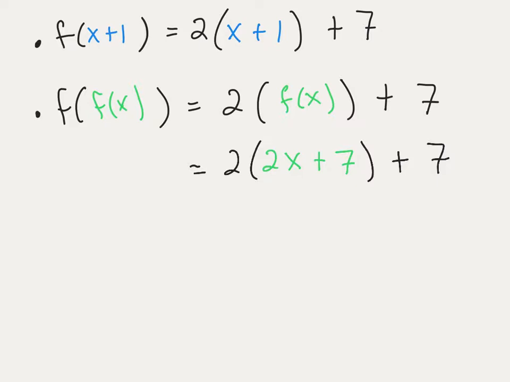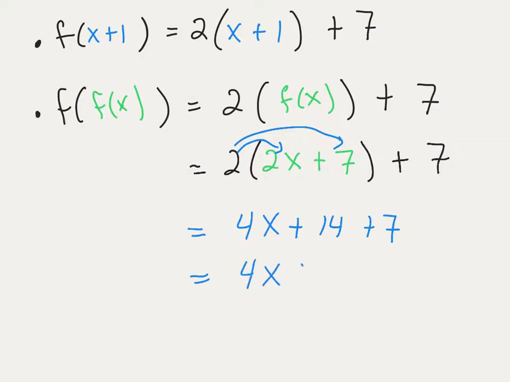If we wanted to go ahead and simplify it, I could go ahead and distribute this 2 across, and I would get 4x plus 14 plus 7. And I group all my terms together. So this would be 4x plus 21. So f of f of x is the way we say that. Turns out to be 4x plus 21.